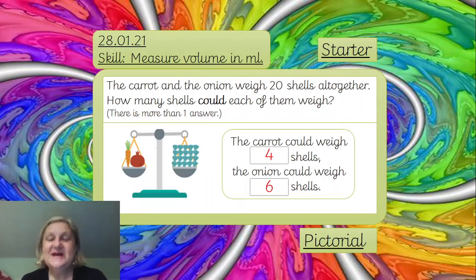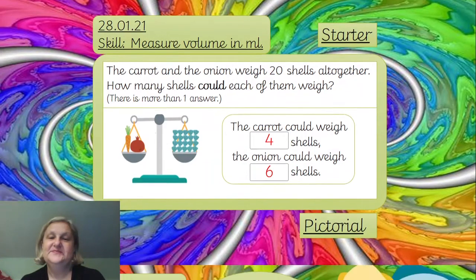Oh, oops. So it could be 14 shells and 6 shells. It could be 10 and 10. They've got to be a number bond that gets to 20. Okay, you'll do that better than me.